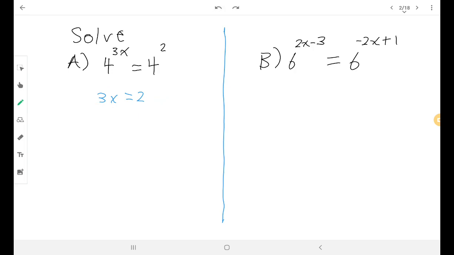Then I just solve for x. I'm doing 3 times x. I need to get the x by itself, so I'm doing multiplication. To get rid of that 3, I need to do division. 3 over 3 is 1. 1 times x is x, and 2 over 3 doesn't reduce, doesn't simplify, so I just get x equals 2 over 3.